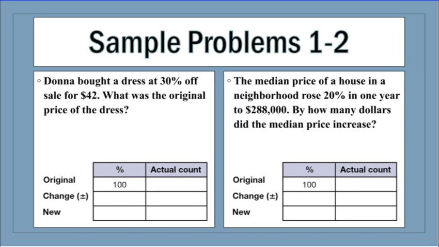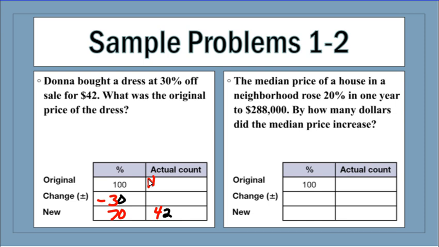It says Donna bought a dress at 30% off, a sale for $42. What was the original price of the dress? So we need to find the actual cost here. The change is a 30% decrease, so you're taking 30% off. That means you're paying 70% of the actual dress, and the sales price was $42. So 70% of the original was $42.